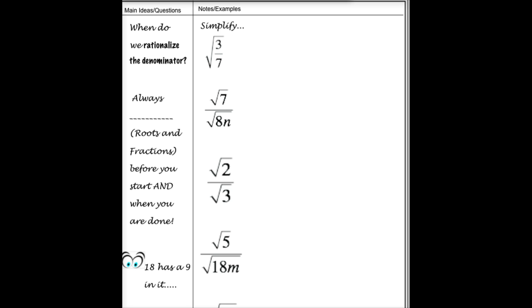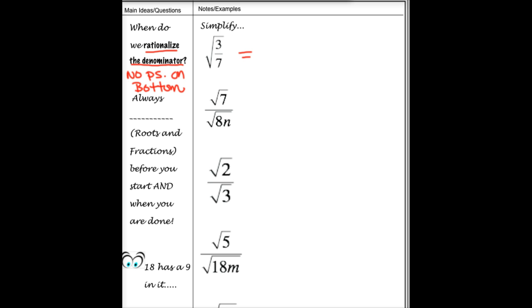So we do what's called rationalizing the denominator, which basically means get the root off the bottom. So when there's not a perfect square, I'm just going to call it a PS, on the bottom, what we do is we manipulate it to get that root off the bottom. Historically, they did that so they wouldn't have to divide by a big, long decimal.